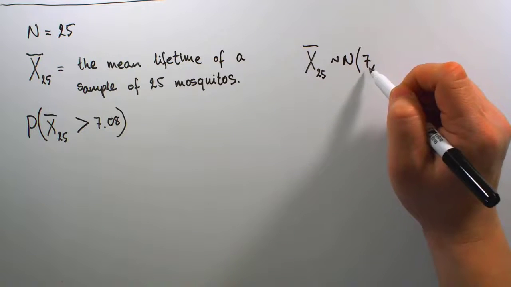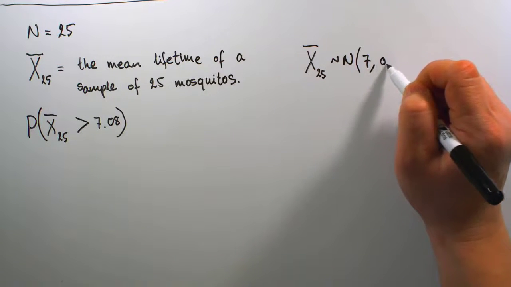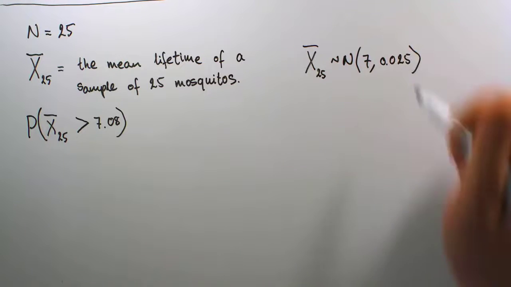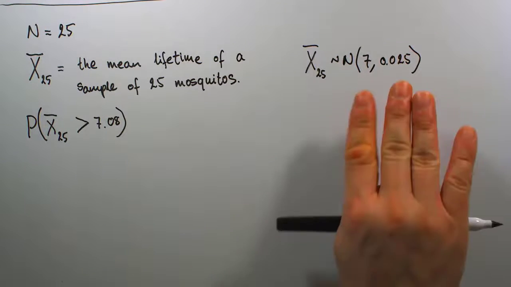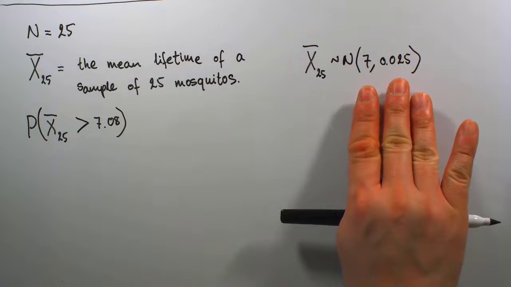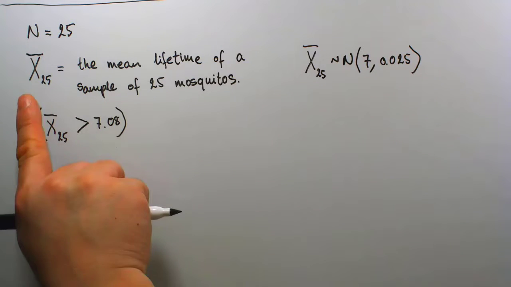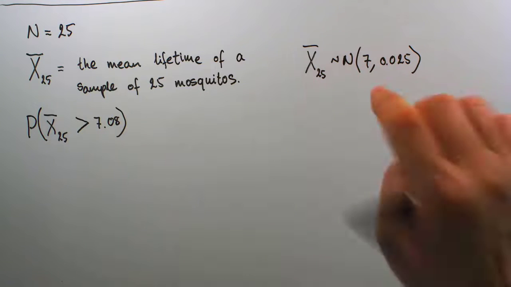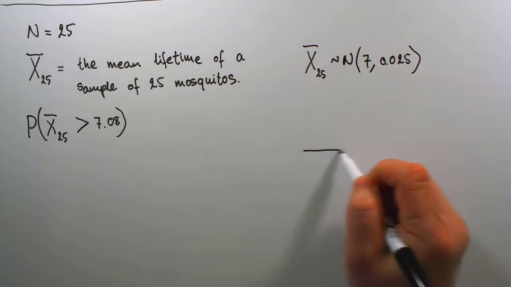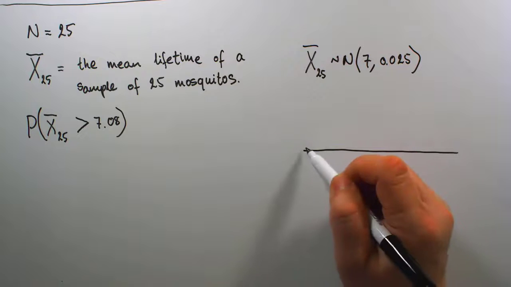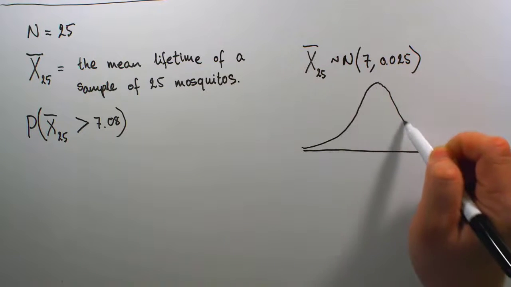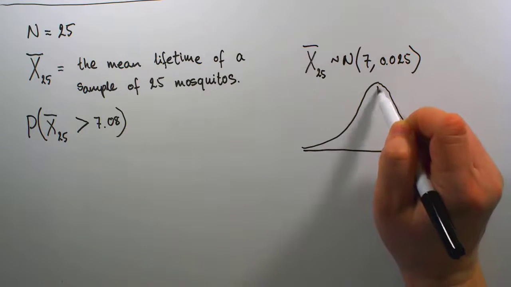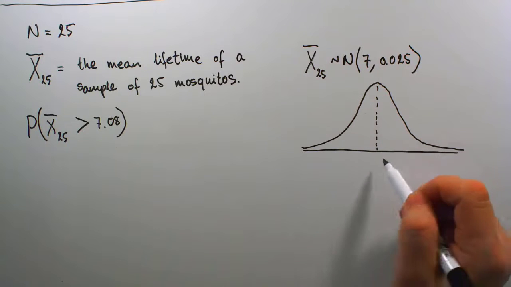Center of the bell curve is at 7.025. And so now here's the reasoning. Once we have found out that our sampling distribution of the sample means is on a bell curve like this, now we can go ahead and draw for ourselves a nice bell curve. And the center of this bell curve now is 7.